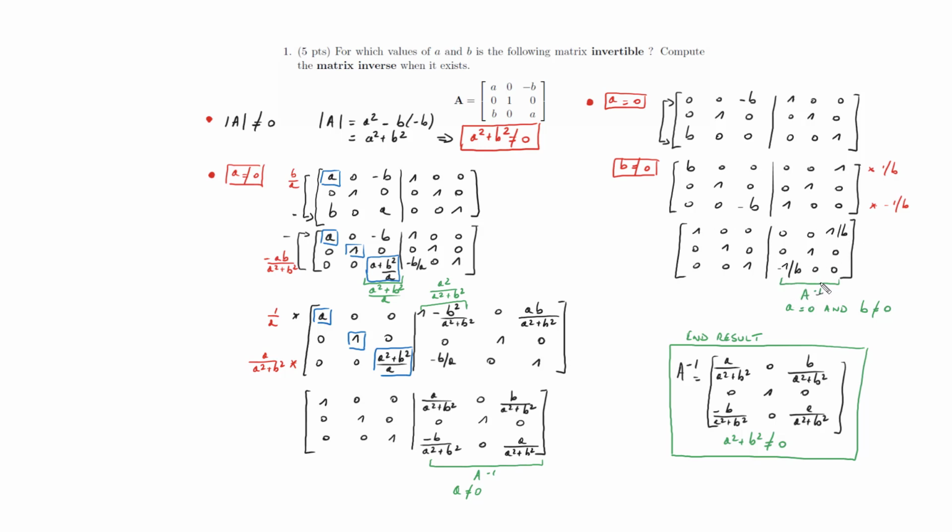So this is the inverse when a is equal to 0 and b is different from 0. But if you look at it, this is exactly the same thing as over here, right? So if a is equal to 0, this one will disappear, this one will disappear. You have 1 over b here, and here minus 1 over b, and this is exactly what you have over here. So we can take the result that we have over here, rewrite it, and of course write our condition that the sum a squared plus b squared needs to be different from 0. And this concludes the exercise.